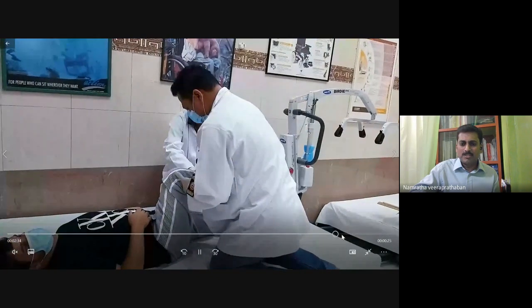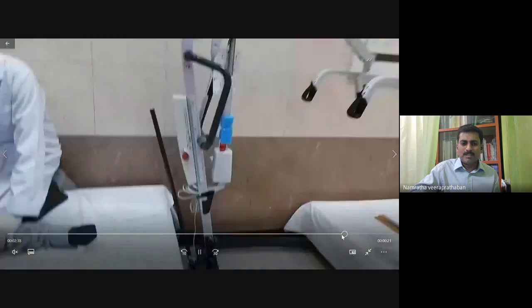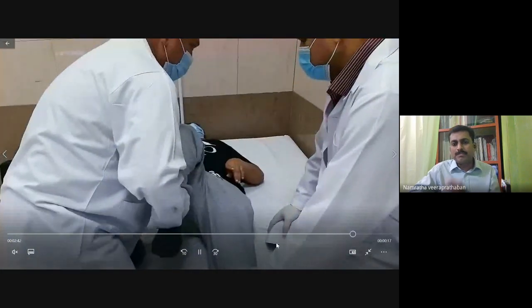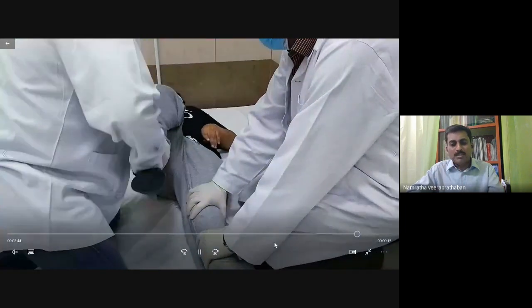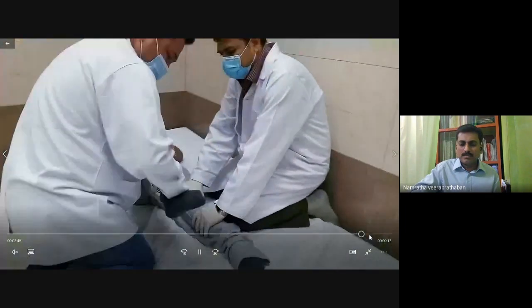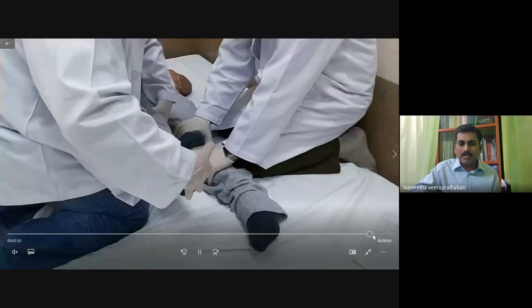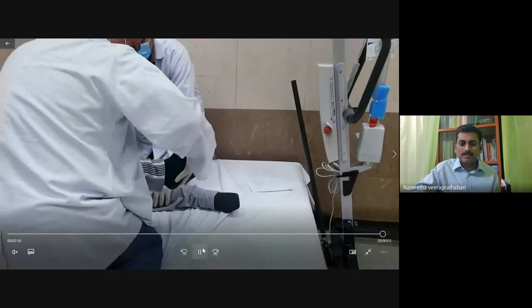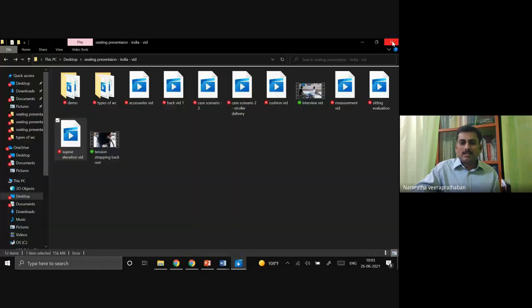We're checking the knee flexion now. We're supposed to have hip 90 degrees, knee 90 degrees, to make them in a proper sitting position. They're checking his ankle. All right. Now let's go to the sitting evaluation.